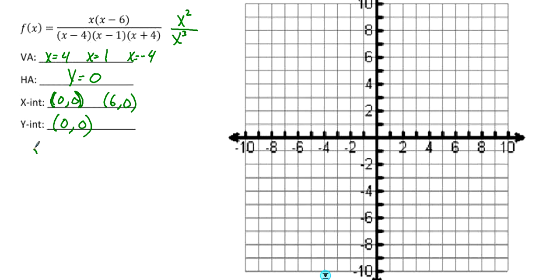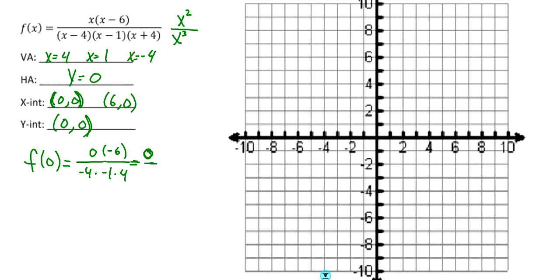I mean, you could plug in f of 0, okay, but at the top, you're going to see you get 0 times negative 6, and on the bottom, you're going to get negative 4 times negative 1 times 4, and you're going to get 0 over something, which means automatically it's (0, 0), because 0 divided by any number other than 0 will always be 0.